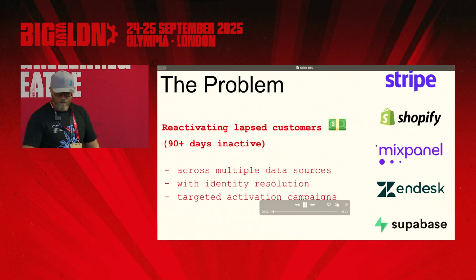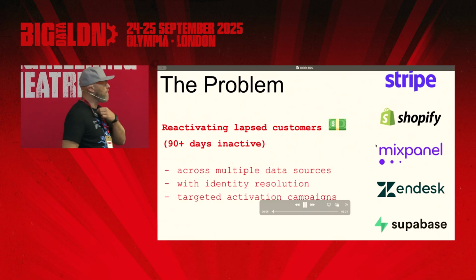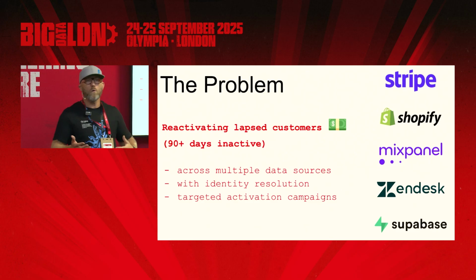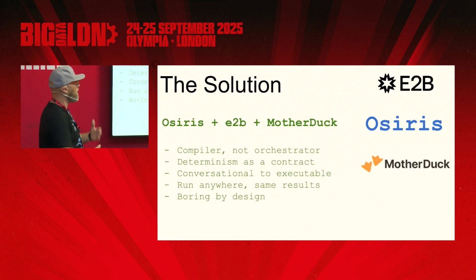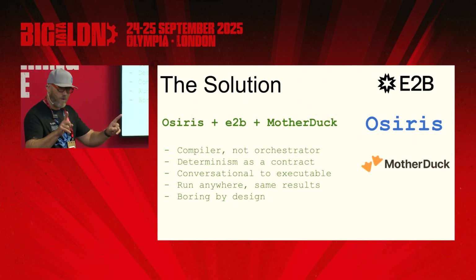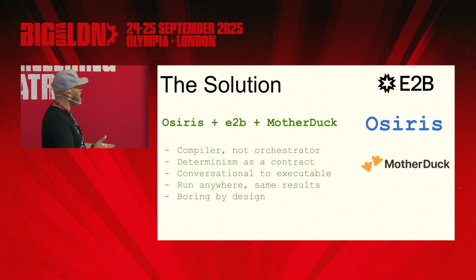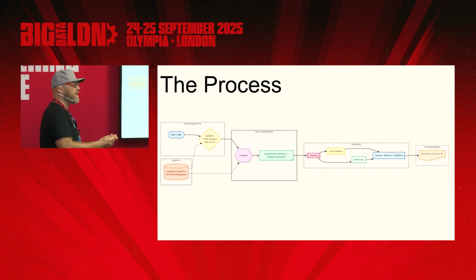Good direction or not? So basically, on the problem, everybody is talking, hey, how is my business doing? Where's my data? Who buys from me? Who doesn't buy from me? So I'm going to show you, not live, I pre-recorded it, and we're going to use E2B, Osiris, and MotherDuck, and it's about determinism as a contract.